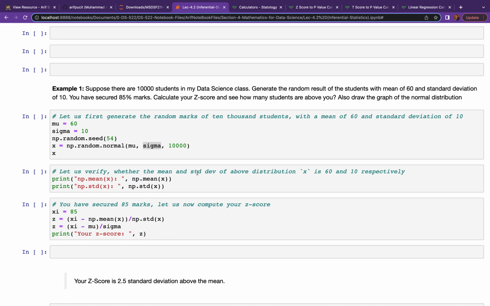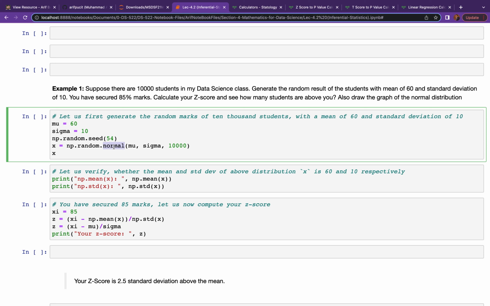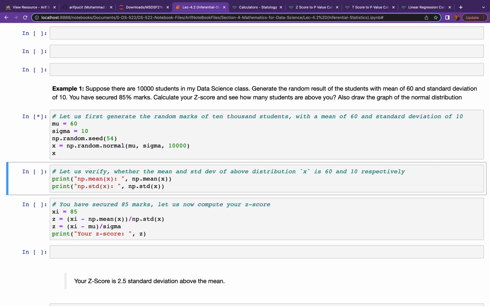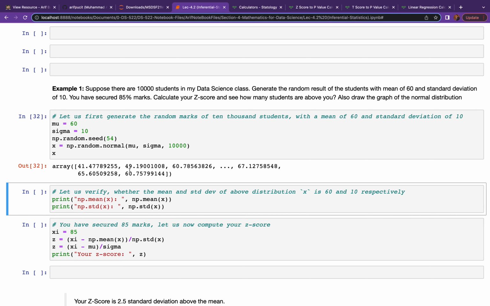Okay, so let me go through a very quick example. Suppose there are 10,000 students in my data science class. First of all, I'm generating the random results of the students with a mean of 60 and standard deviation of 10 using the normal method. You see this. So this is the result of the students having a mean of 60 and a standard deviation of 10.